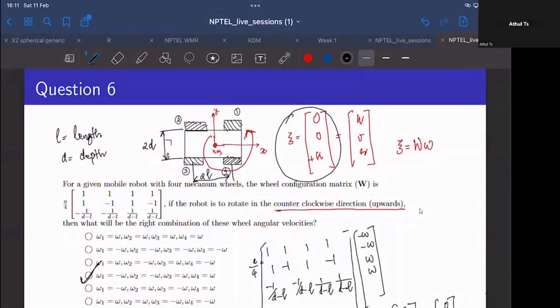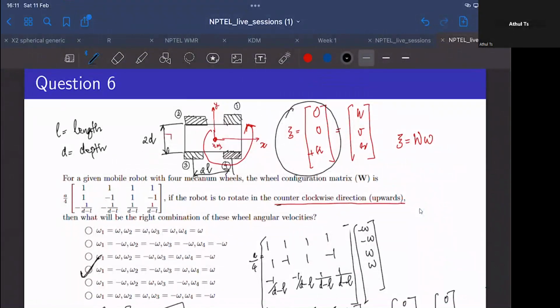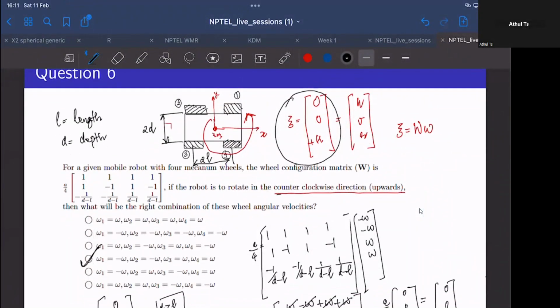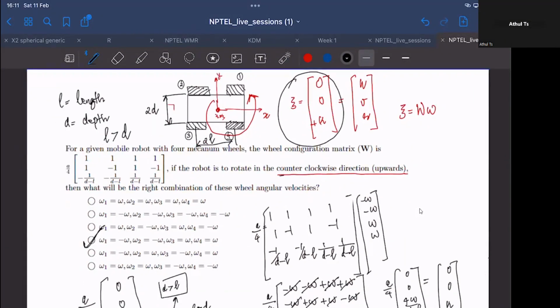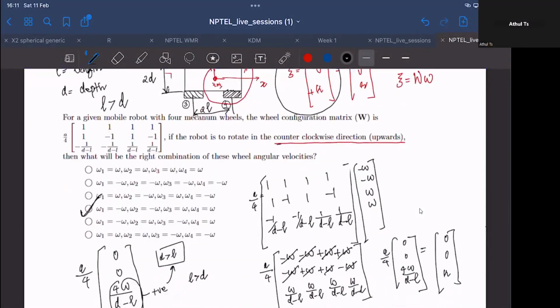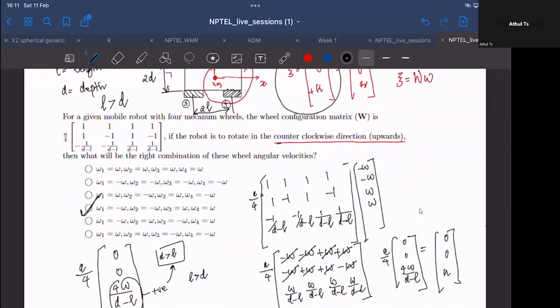And if nothing is specified in the question, you should always assume that L would be greater than D, because obviously the length of the chassis would be greater than the depth of the chassis. So in most cases, even if it is not explicitly specified in the question, you should always assume that L is always greater than D.